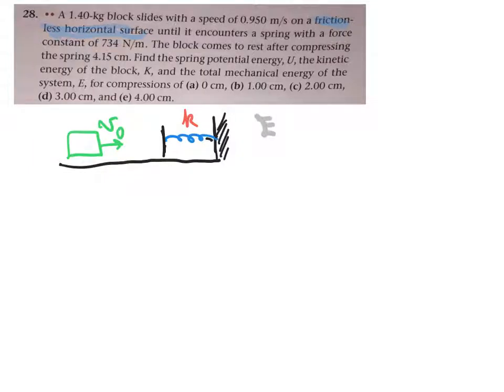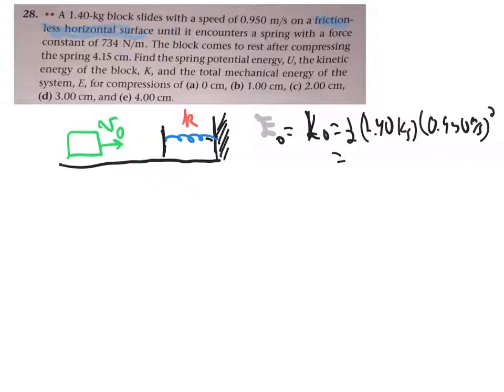I'm going to find the initial total energy, which is going to be the initial kinetic energy. So 1/2 times the mass, which is 1.40 kilograms, times the initial speed, 0.950 meters per second squared, and when we do all of that, we get 0.63175 joules, which, based on our significant figures, is really 3 digits, or 0.632 joules. And I'm not going to find that for any other parts because we know it will be constant.